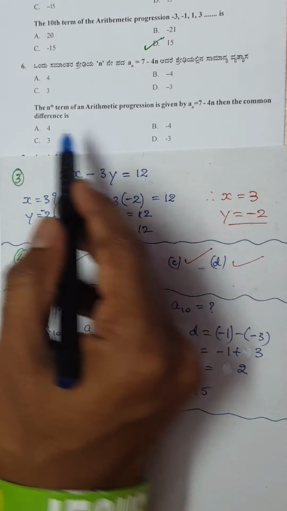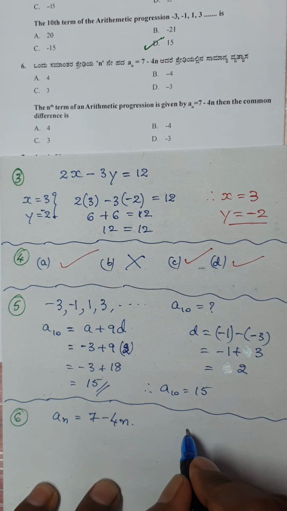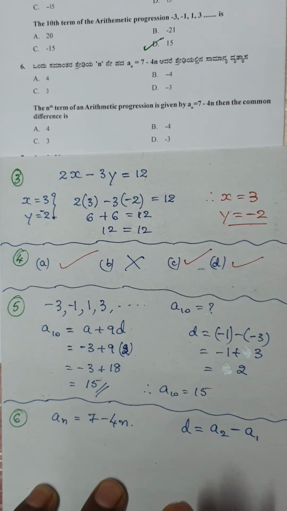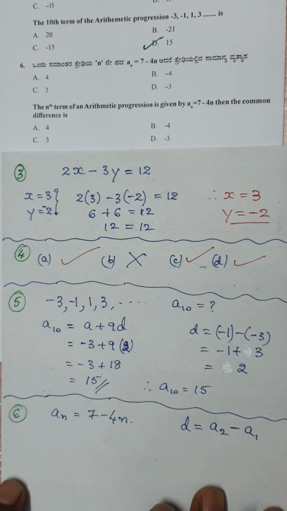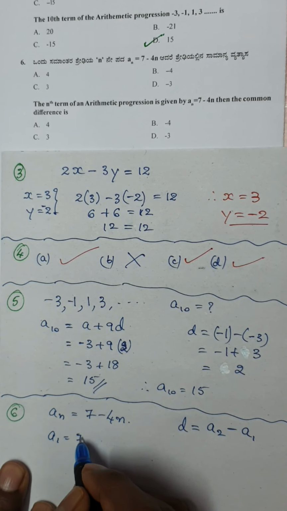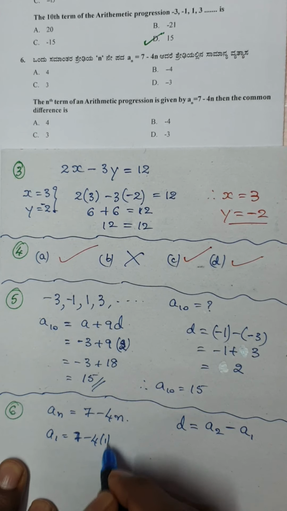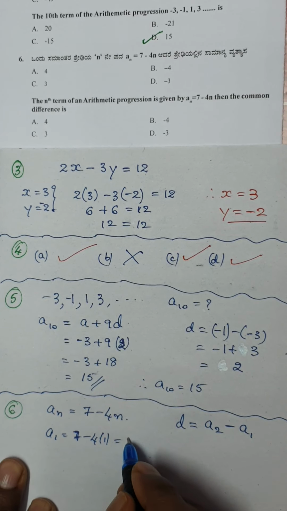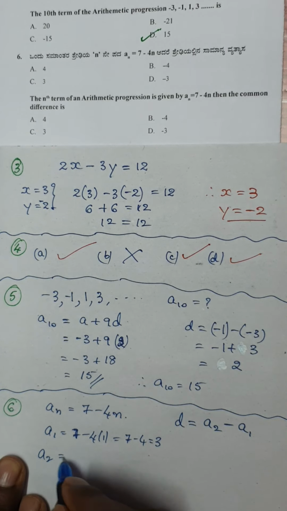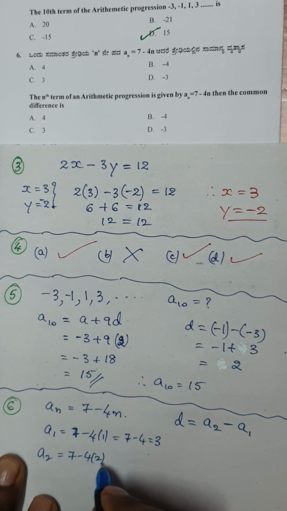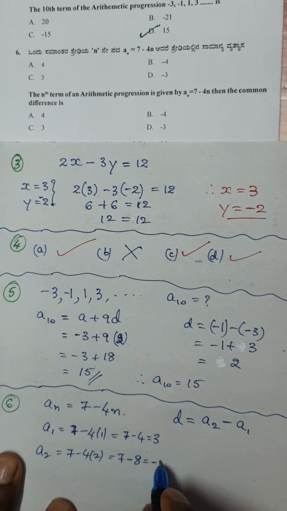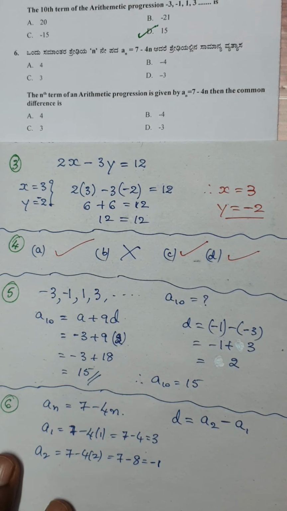Then the common difference is, remember, if you want to know the common difference, you have to know at least any two terms. So let me take a2 minus a1. That means you have to find a2 and a1. So a1 would be 7 minus 4 into 1. This is nothing but 7 minus 4, that is equal to 3. Similarly, a2 would be 7 minus 4 into 2, that is nothing but 7 minus 8. This is nothing but minus 1, isn't it?